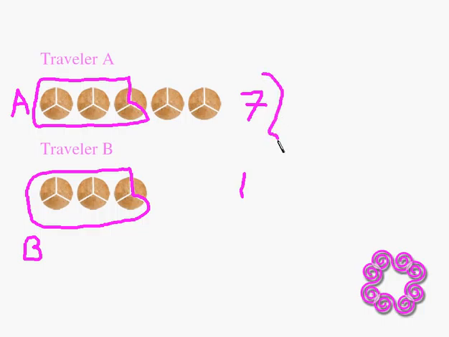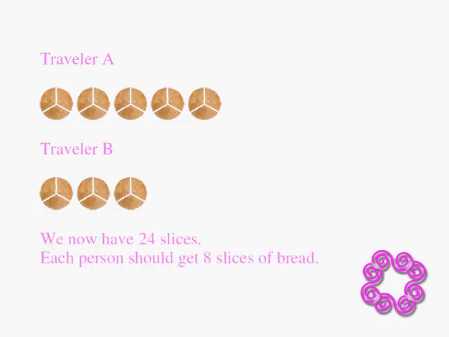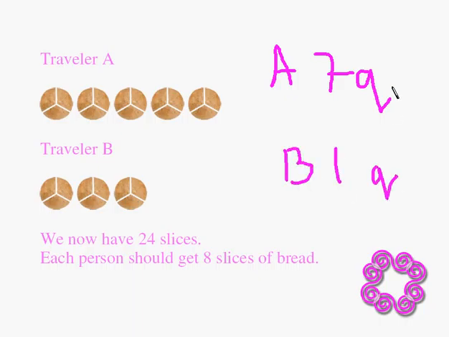So how should you divvy up the quarters? Of course, traveler A should get 7 quarters, and traveler B should only get 1 quarter because she didn't give traveler C a lot of bread. So let's erase all that and summarize our finding. So basically our answer is A should get 7 quarters. I'm going to write Q. And B should get 1 quarter. That's how the 8 quarters that traveler C has should be divided. That's our answer.